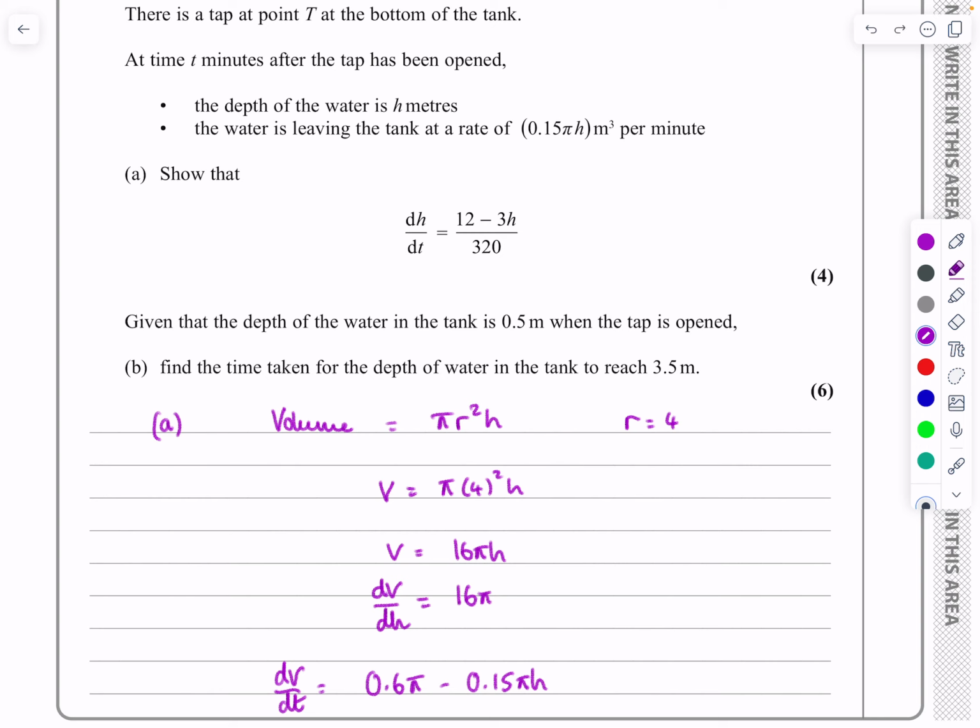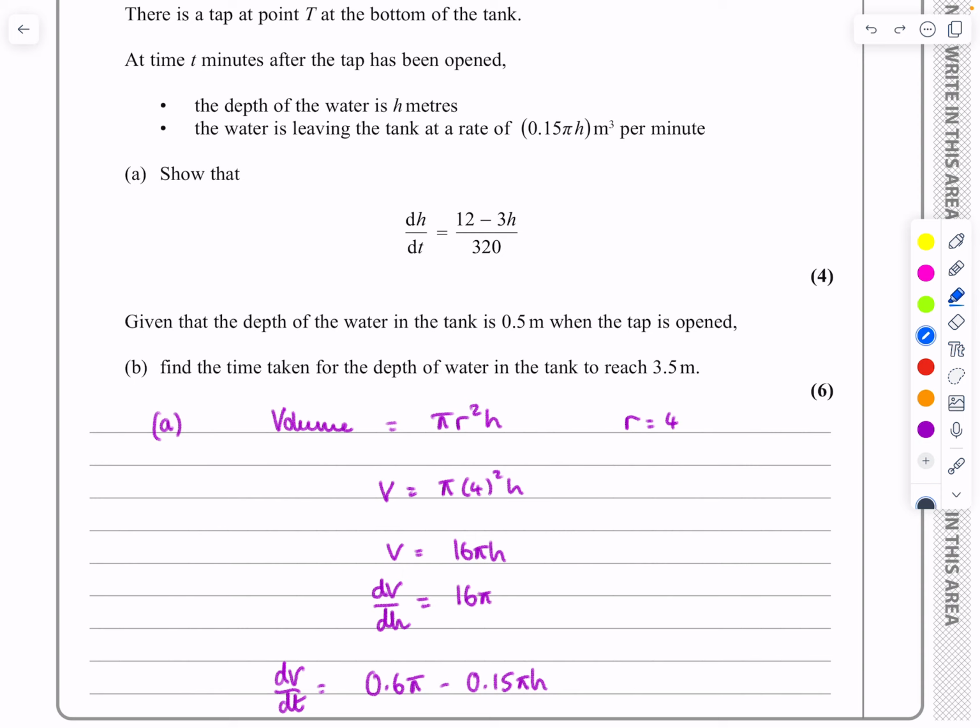Right, what do we do next? So next it says, given that the depth is 0.5 when the tap is opened, so that means that h is equal to 0.5 when t is equal to 0, so they're giving me some information.